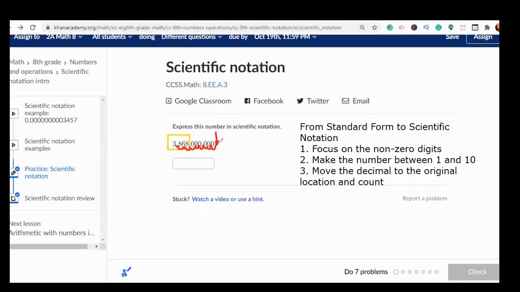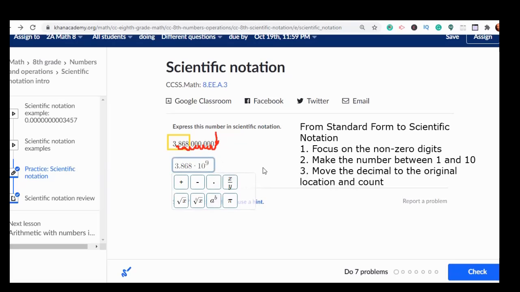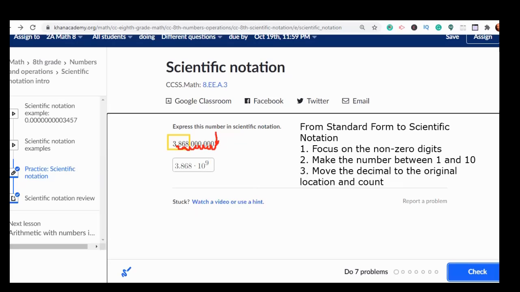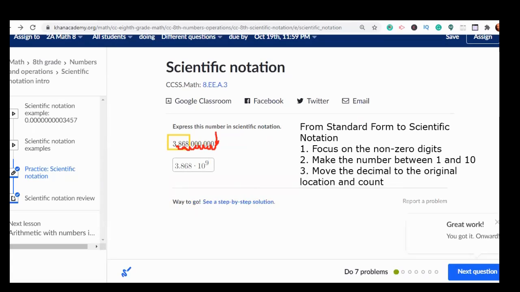So now we have all the information that we need. Remember, we said we would type that focus number in, 3.868 times 10, and the 9 that we got from moving and counting, that is the number that becomes the exponent on the base 10. So our 9 goes right here. So simple 3-step process for changing a number from standard form into scientific.